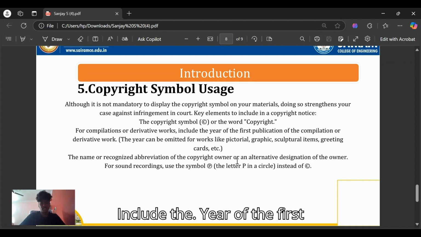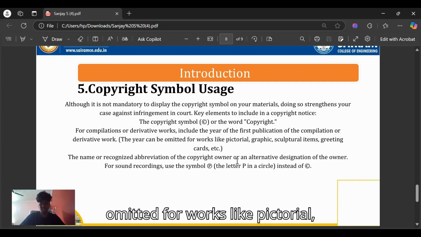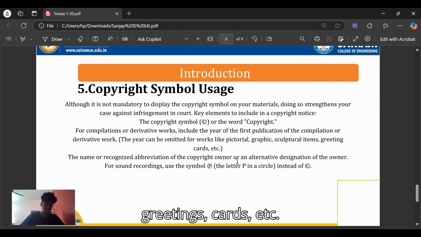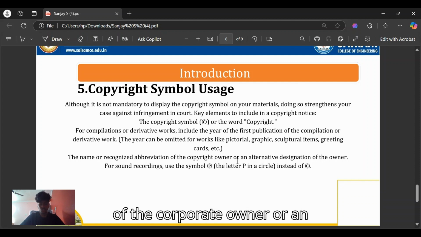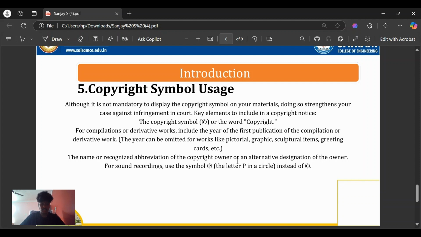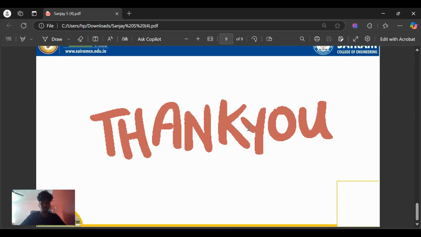For compilations or derivative works, include the year of the first publication of the compilation or derivative work. The year can be omitted for works like pictorial, graphics, sculptural items, greeting cards, etc. Include the name or recognized abbreviation of the copyright owner, or an alternative designation of the owner. For sound recordings, use the symbol P, the letter P in a circle, instead of C. So, thank you.